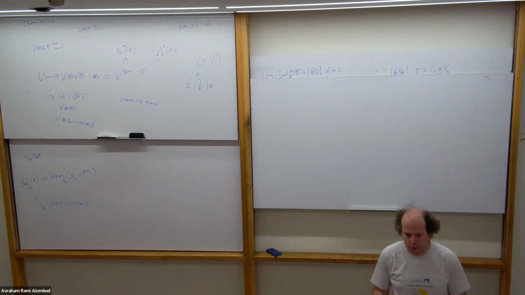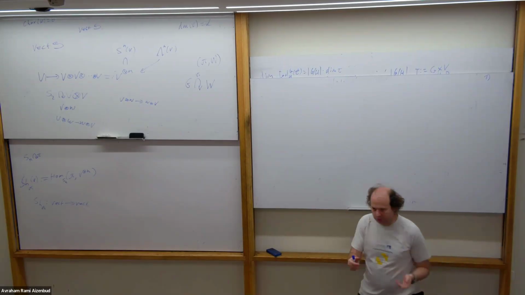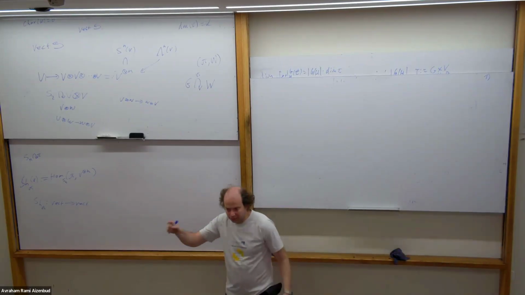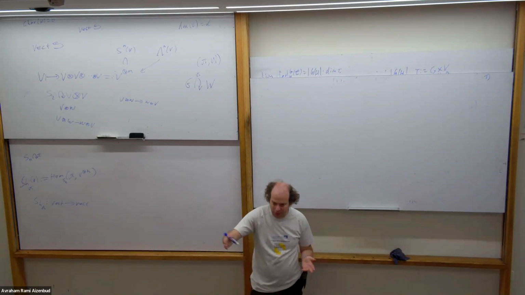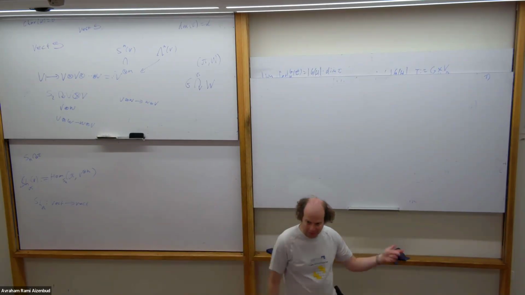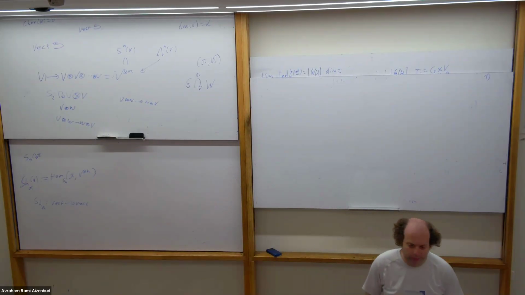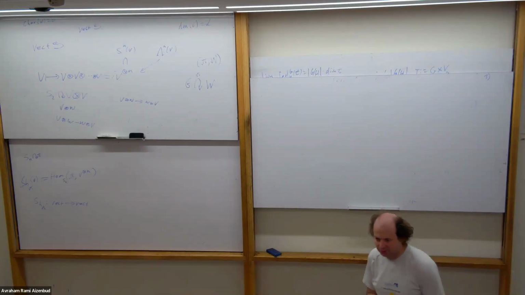The sign representation is a one-dimensional representation where each element multiplies the vector, in the one-dimensional space, by its own sign. Is it clear? Is it not clear? Everybody abstains?